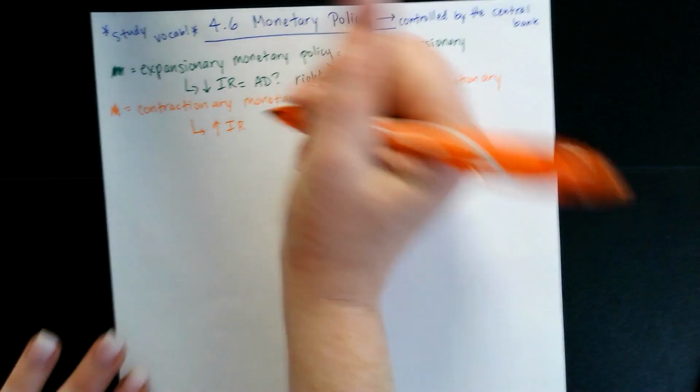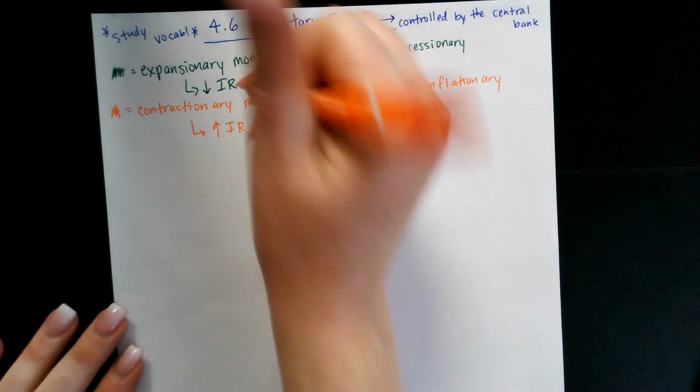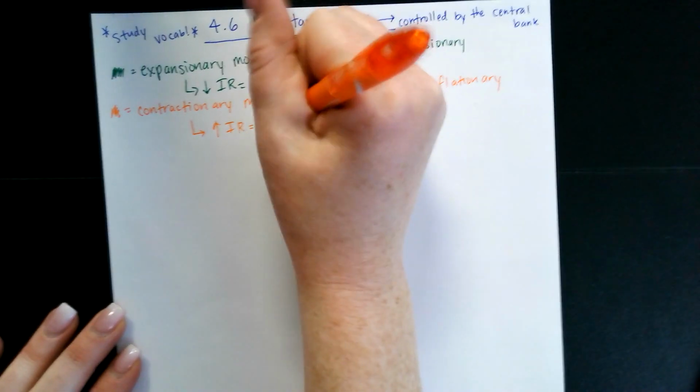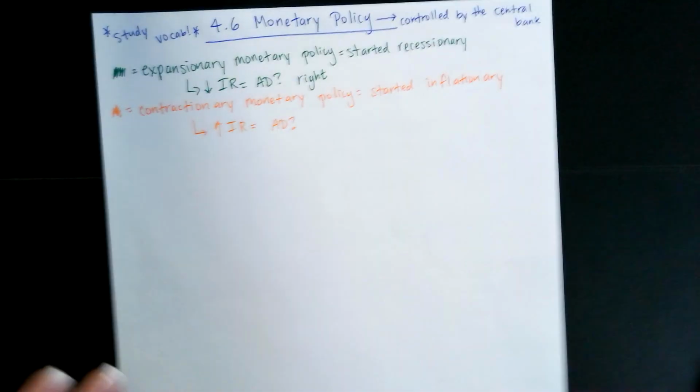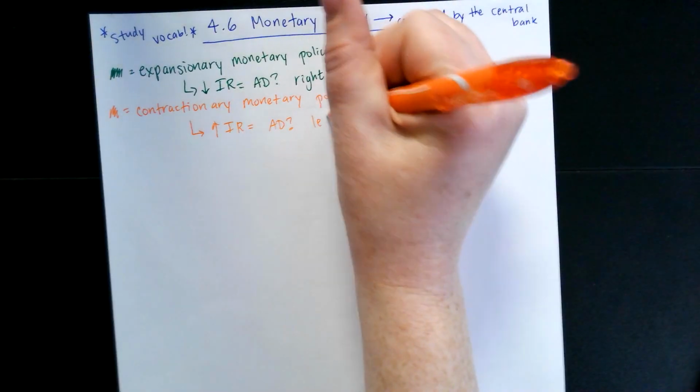Now we're going up. That is a borrowing perspective. Your interest-sensitive components are like, no thank you. And because they're not willing to spend money, particularly borrow, College Board throws you into your next graph. And they say, what happens to AD? And you're like, that thing goes left.